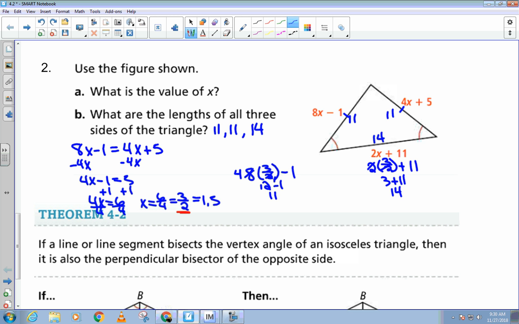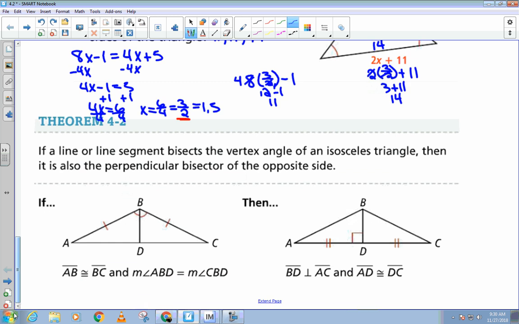Alright. Now, this is kind of a little extra tidbit about isosceles triangles. It says, if a line or a line segment bisects the vertex angle of an isosceles triangle, then it is also the perpendicular bisector of the opposite side. What that means is, big picture, you have an isosceles triangle, right? Right here, this is my isosceles triangle, because it has these 2 legs that are congruent.